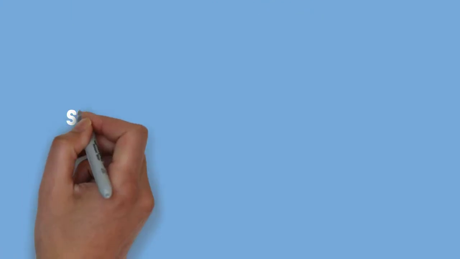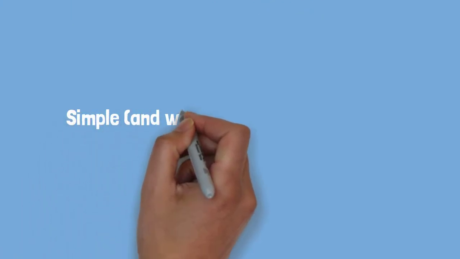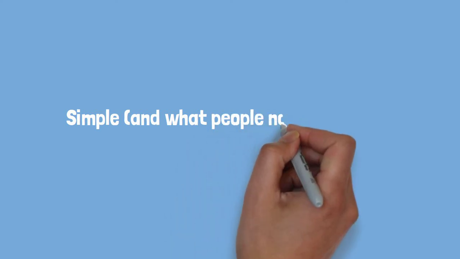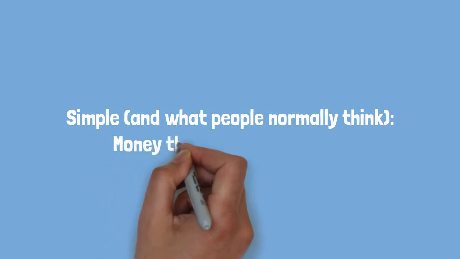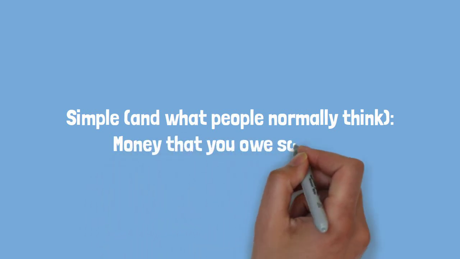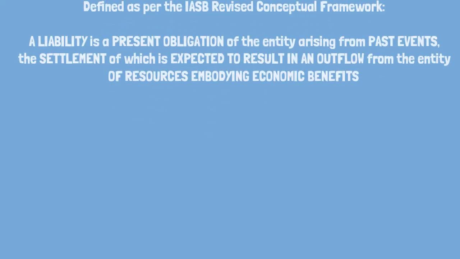So let's dive straight in to what the definition of a liability is. Now, simply, what people normally think is a liability is money that you owe someone else. And that's not far from the truth. But again, it's been defined within the Conceptual Framework, and the definition is this. A liability is a present obligation of the entity arising from past events, the settlement of which is expected to result in an outflow from the entity of resources embodying economic benefits.